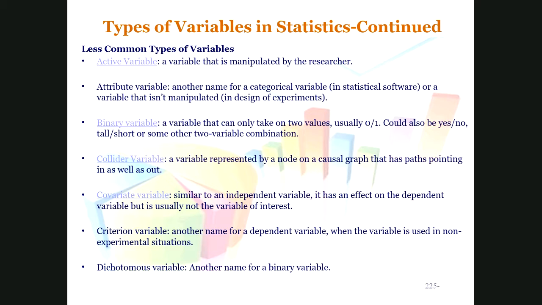Collider variables are variables represented by a node on a causal graph that has paths pointing in as well as out. A covariate is similar to an independent variable and it has an effect on the dependent variable, but is usually not the variable of interest. A criterion variable, another name for a dependent variable. You'll see some of these names are mixed with each other and they have the same meaning, but you may see a different label, and so you should understand which ones are similar. A dichotomous variable is another name for a binary variable.